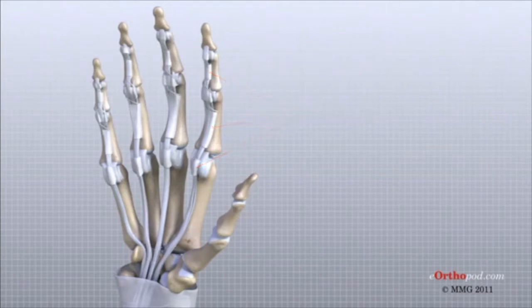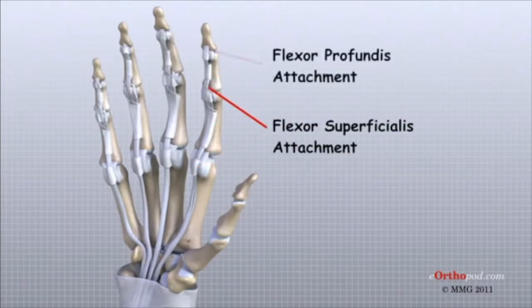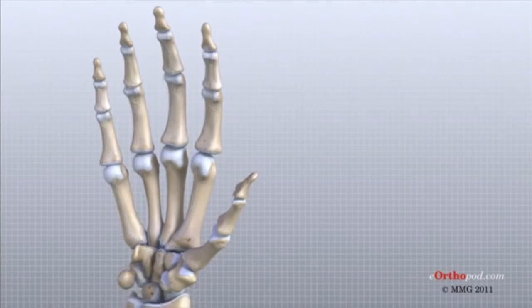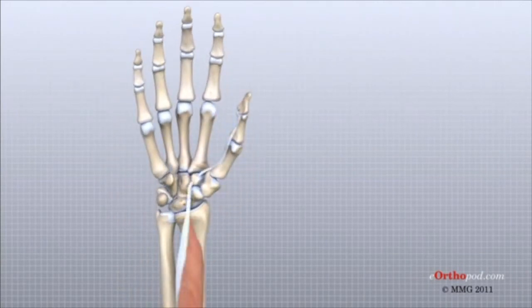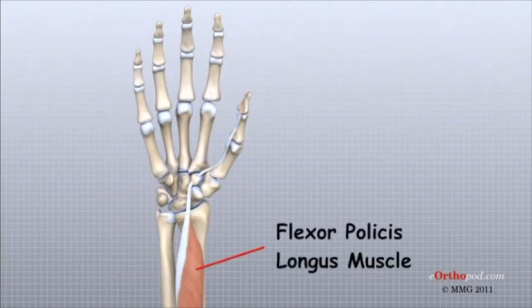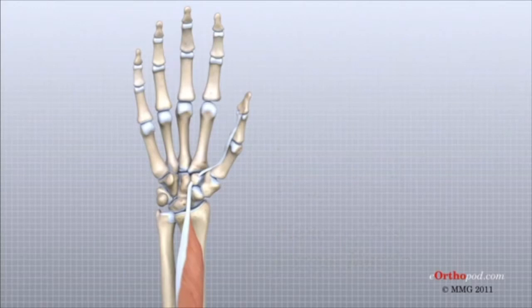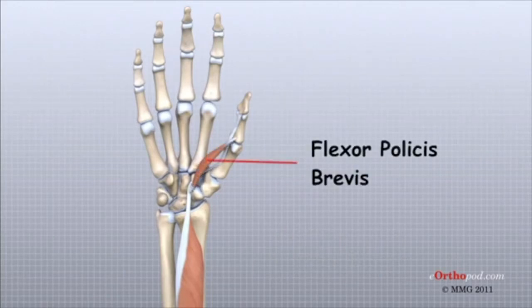The flexor superficialis connects to the base of the middle phalanx. The flexor profundus tendon connects to the base of the distal phalanx. The thumb is a bit different since it only has two phalanges. The flexor pollicis longus begins in the forearm, and its tendon connects to the base of the distal phalanx of the thumb. The flexor pollicis brevis muscle begins in the wrist, and its tendon connects to the base of the proximal phalanx of the thumb.